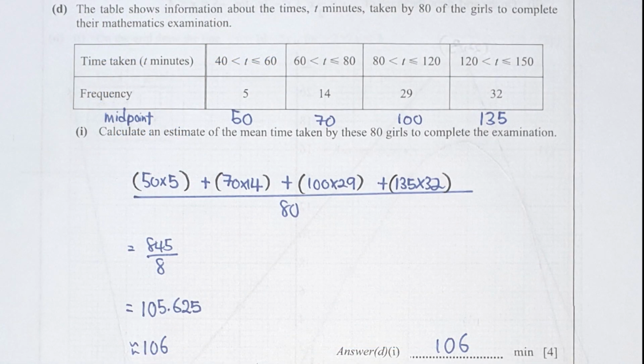As for section D, to calculate the mean, first you need to identify their respective midpoints, which are 50, 70, 100, and 135. Multiply each by its respective frequency, divide by a total of 80, and you will get your final result as 106 after correcting it to 3 significant figures.